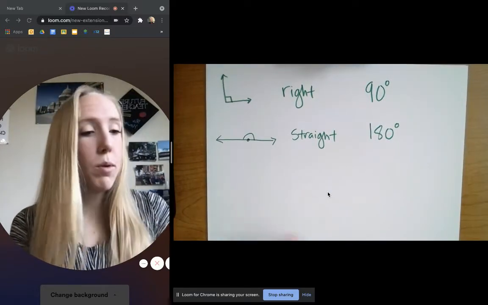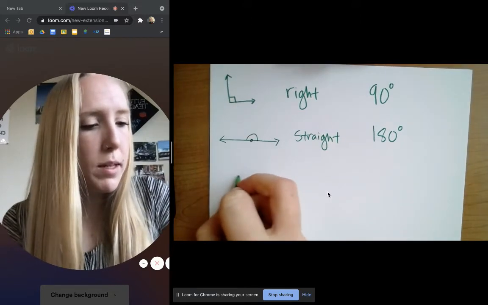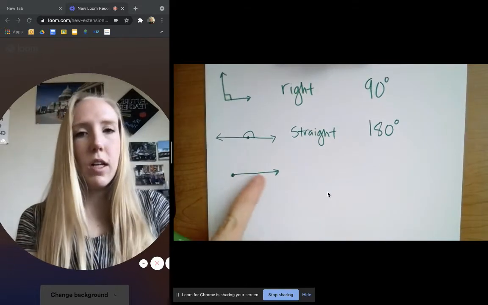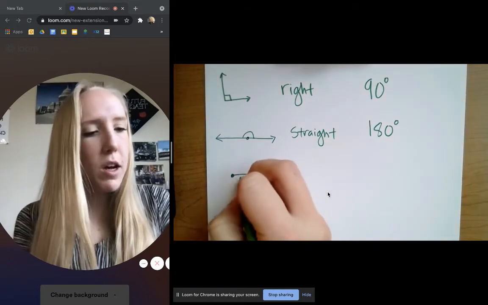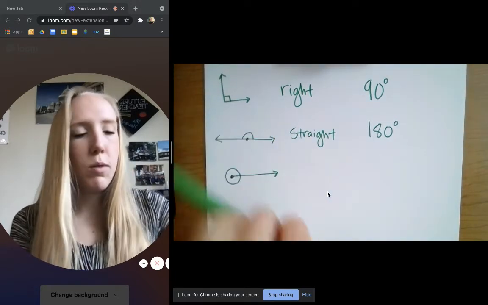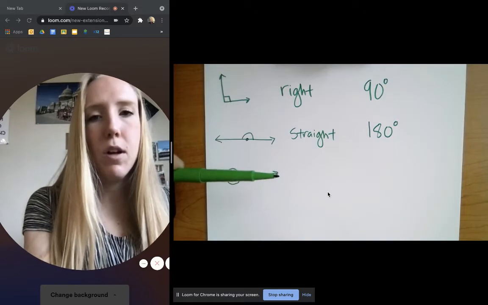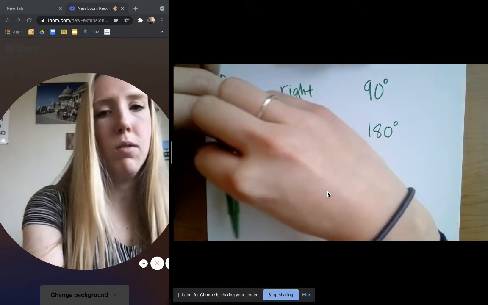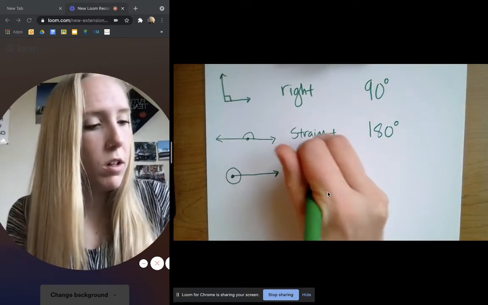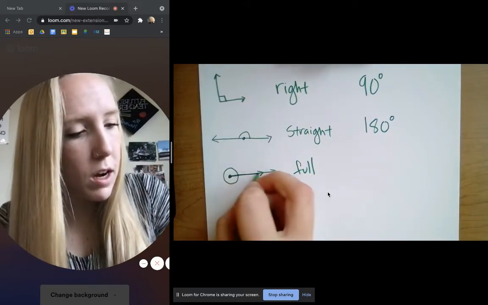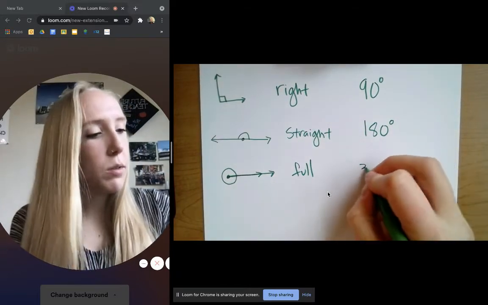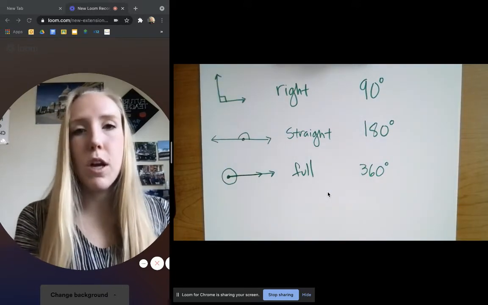Okay, and the last common type of angle that we recently talked about is when you have an angle and it's starting like that, but then it goes all the way around. It makes a full rotation. If I take my pen and go all the way around, that is a full rotation. So it's called a full angle. And it would have another little arrow right there because that arrow would go all the way around. A full rotation or a full angle is 360 degrees. So that's important to know.